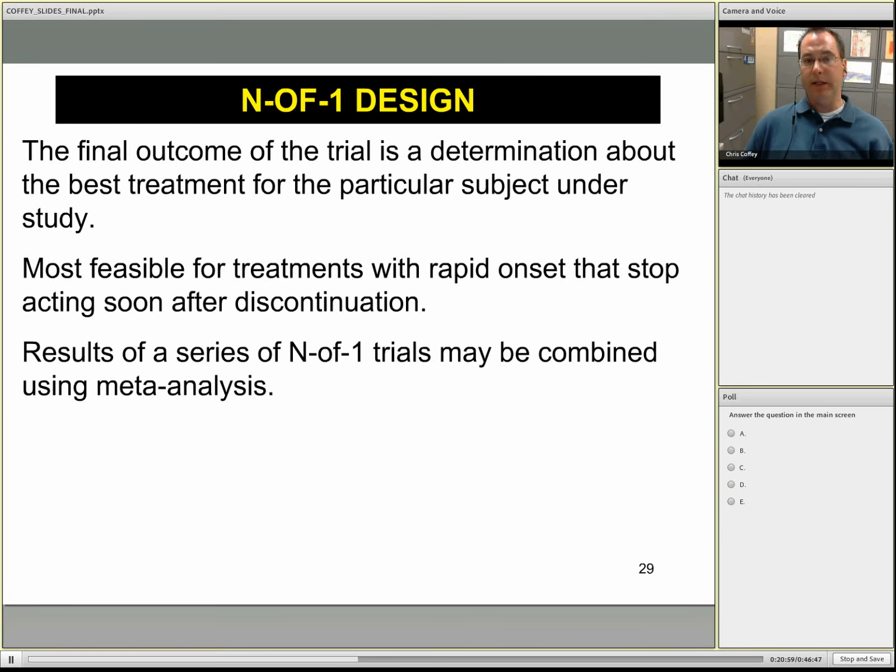You could also do N of 1 studies for multiple subjects and then combine them using meta-analysis technology, and there have been a few publications that have used that.